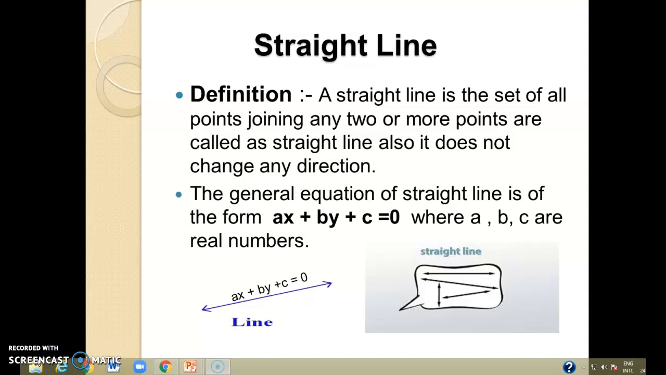Patel Polytechnic, Shirpur. Today we are going to learn the concept of straight line. So what is a straight line? A straight line is the set of all points joining any two or more points. Also, it does not change direction. The general equation of a straight line is of the form ax plus by plus c equals 0, where a, b, c are real numbers, and this is a straight line.